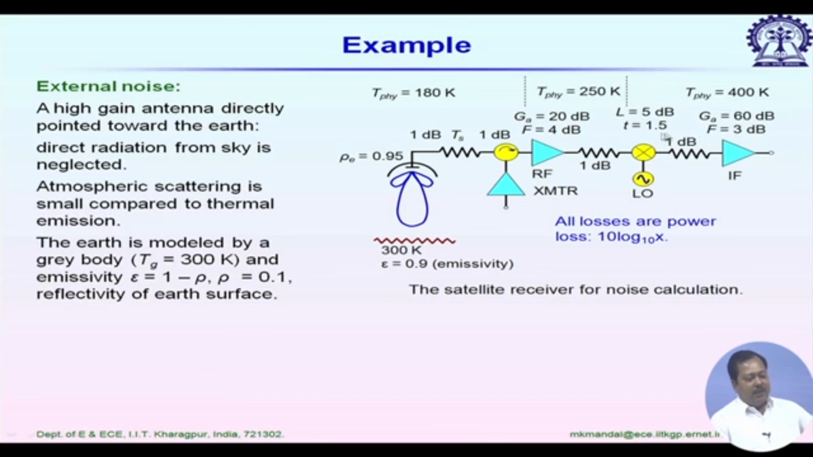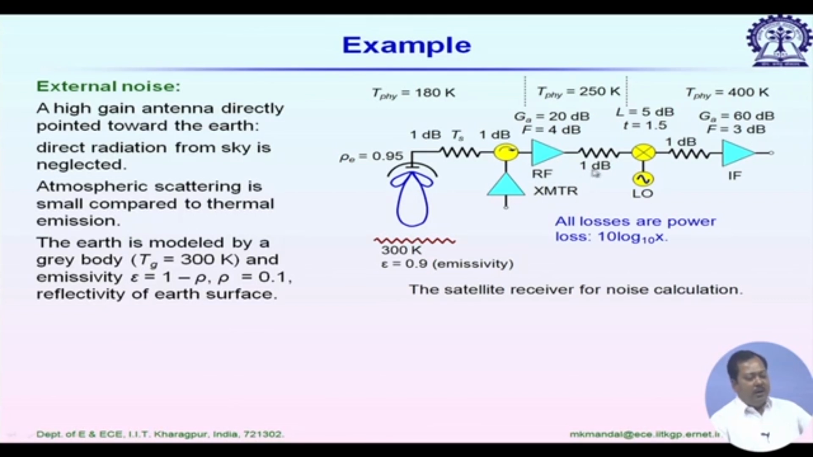For them, they are at a thermal equilibrium of physical temperature 400 Kelvin, which is quite high. So just after the mixer again we have a connecting section, then the IF amplifier, which is obviously a low frequency amplifier. For this low frequency amplifier, noise figure is given as 3 dB, gain 60 dB.